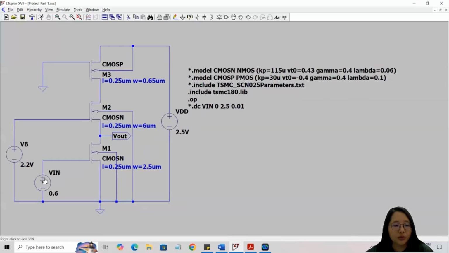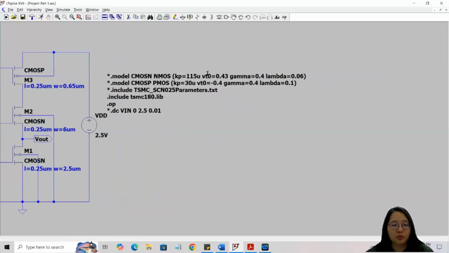First I will do the simulation for 0.6. For the manual hand calculation, I will assume gamma and lambda equal to 0. But here, I will assume the gamma and lambda equal to the values given inside the appendix.